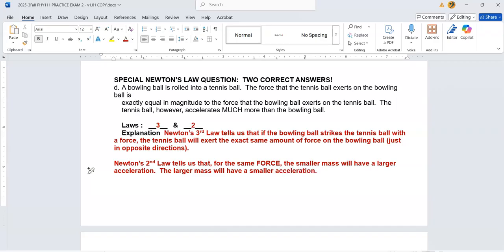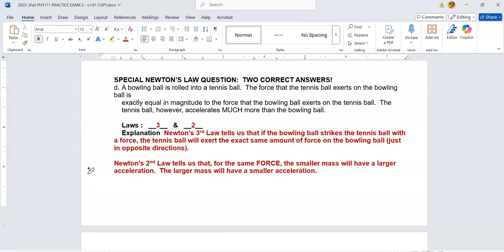And the same situation will be true if you have a gun shooting a bullet. The gun is much more massive than the bullet, but when the gun shoots the bullet, the force that the gun has on the bullet is the same that the bullet has on the gun. Except the bullet has much less mass, so it will accelerate much more. The gun will still accelerate. That's the kickback in a gun.